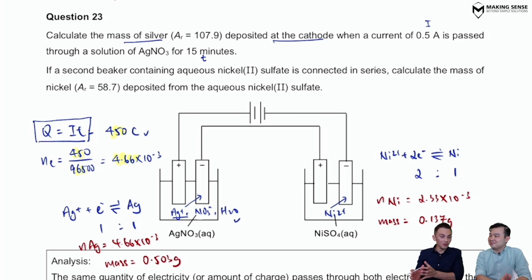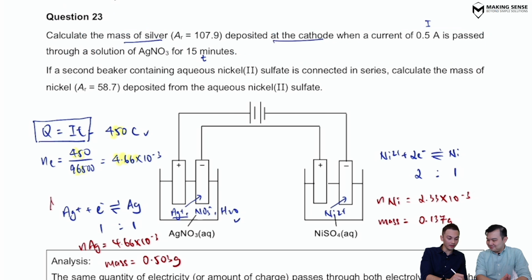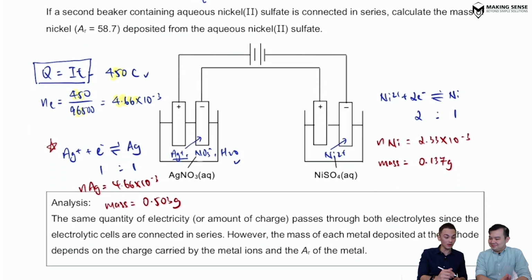The next thing to do, as we discussed earlier, is that the amount of product you get always depends on the amount of electrons passed through. So it's important that everyone writes a balanced equation. The significance of the balanced equation is for us to see the mole ratio between electrons and silver. You can see it's a 1:1 ratio, which means the amount of electrons must be the same as the amount of silver produced.